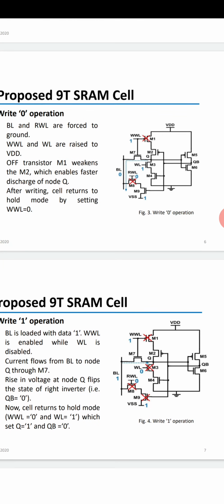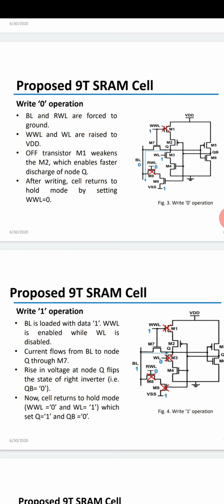In this slide, the write 0 operation is shown. During write 0 operation, BL is set low while WWL is set high and WL is also set high. This causes transistor M1, which is a PMOS transistor, to go off, which reduces the strength of transistor M2. Therefore, if 1 is stored at Q, this node Q can easily be discharged through transistor M7. Therefore, 0 is set, and due to feedback connection, 1 is set at QB.